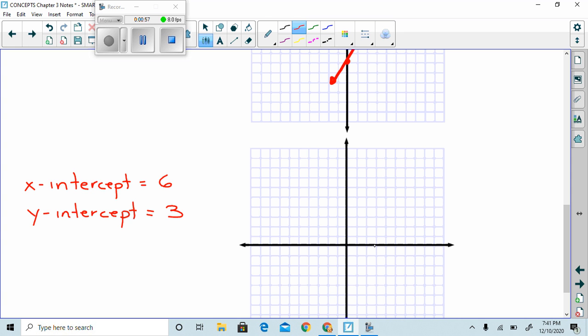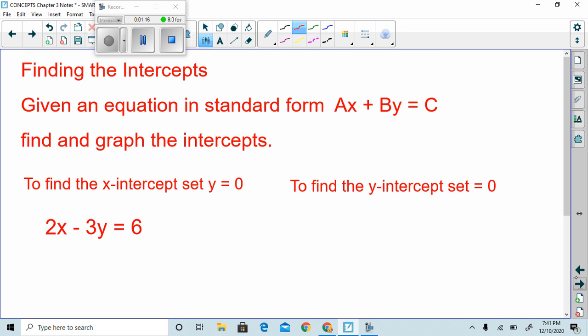X-intercept 1, 2, 3, 4, 5, 6. Y-intercept 3, 1, 2, 3. 2 points are all you need to graph the intercept. The x-intercept, the y-intercept, and there's your line. We then found out that we will sometimes have to find our intercepts.